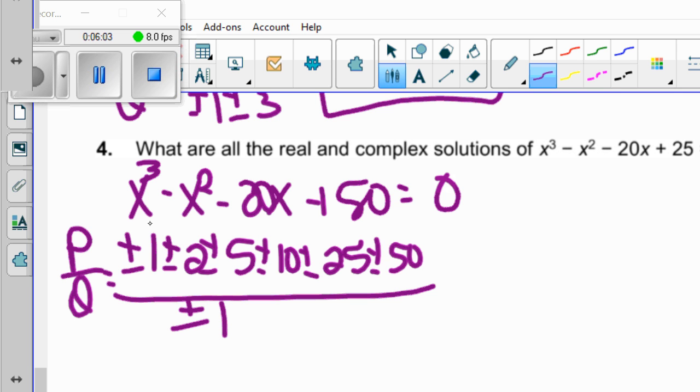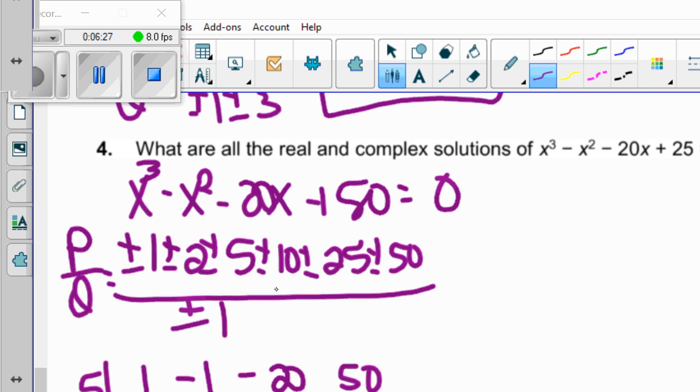All right, so let's see. Let's start with positive 5. This looks like a good place to start. So my coefficients, 1, negative 20, 50. 1 comes straight down, multiply, add. Multiply, add. Nope. So positive 5 didn't work.